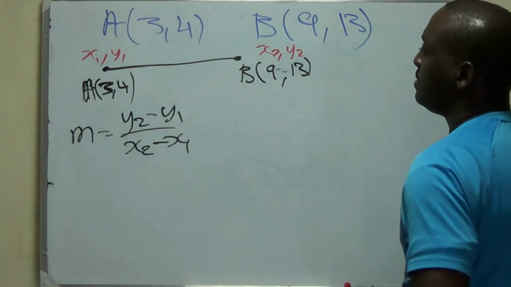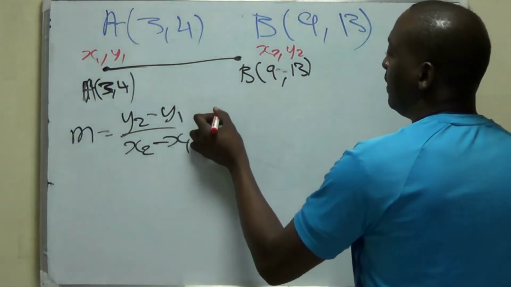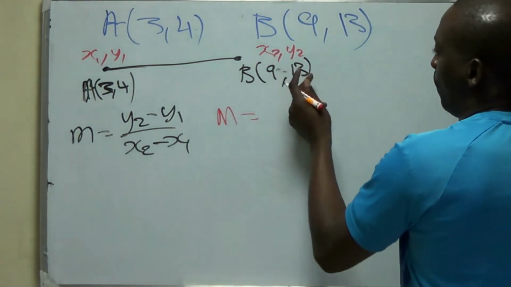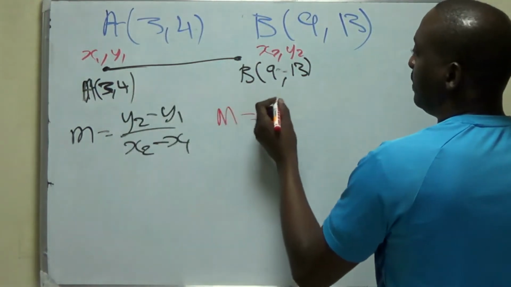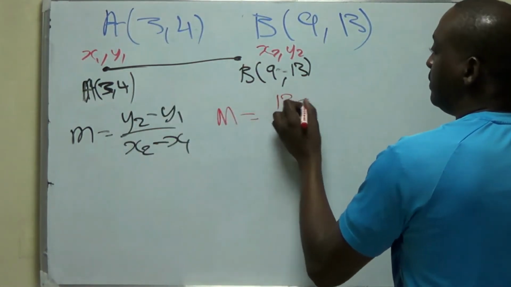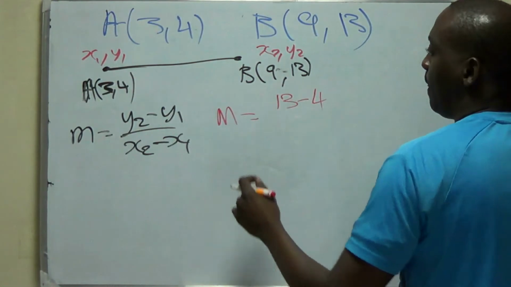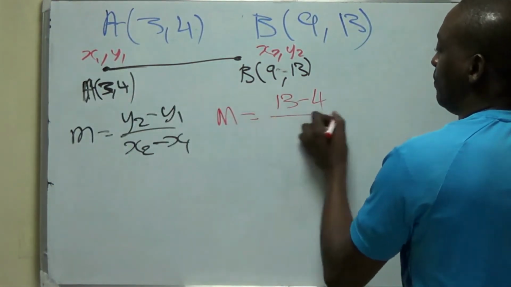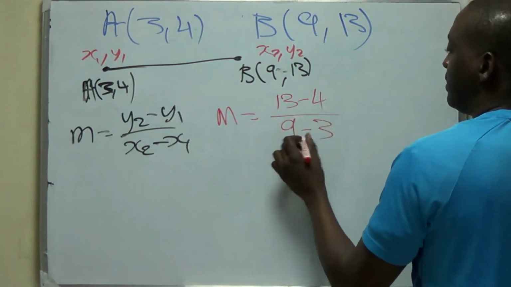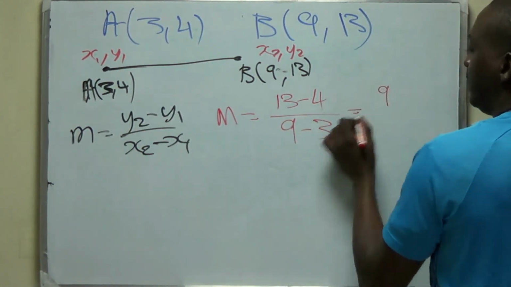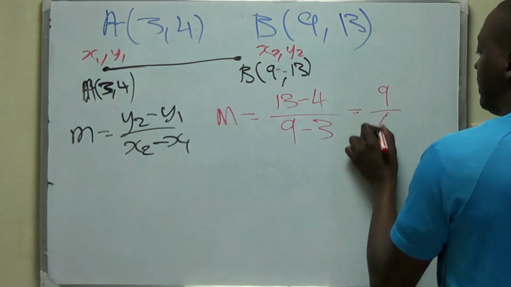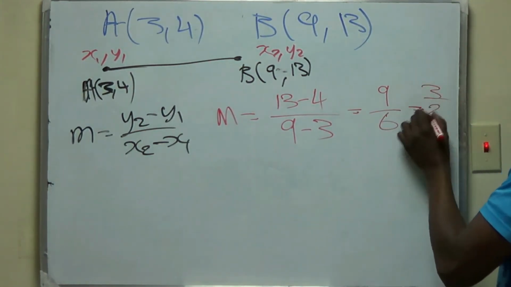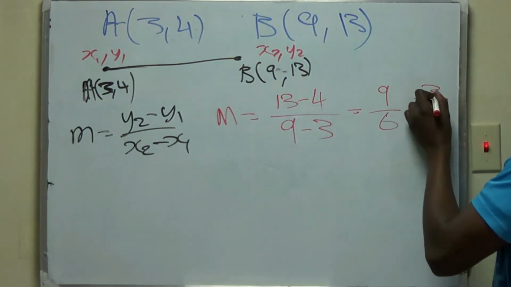So for consistency's sake, we're going to say m is equal to y2 minus y1. That will be 13 minus 4, and x2 minus x1, that will be over 9 minus 3. 13 minus 4 is 9, 9 minus 3 is 6. So your gradient is 9 over 6, which is equal to 3 over 2. Alright?